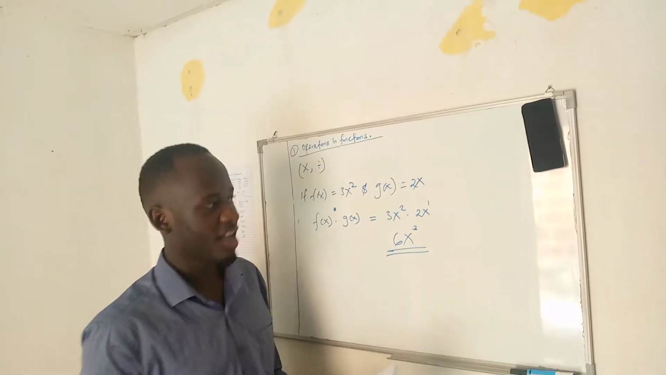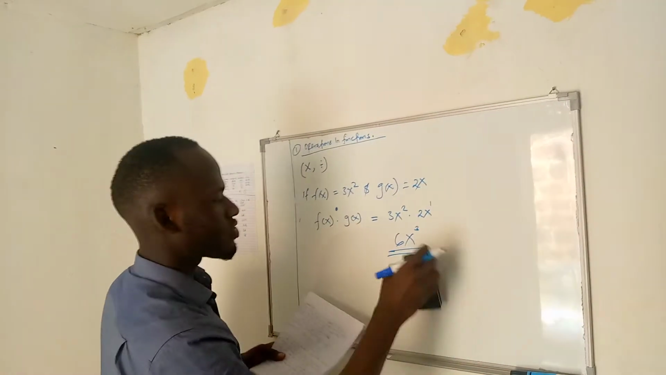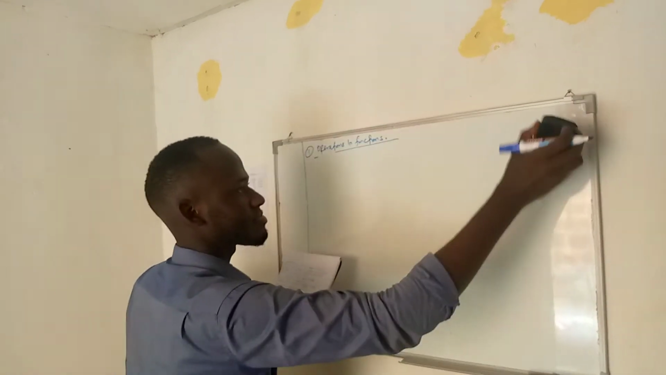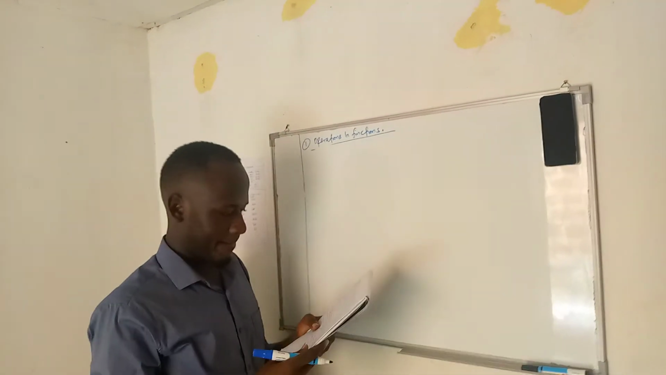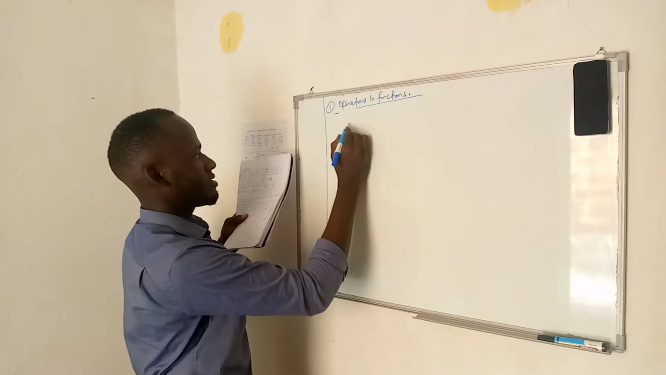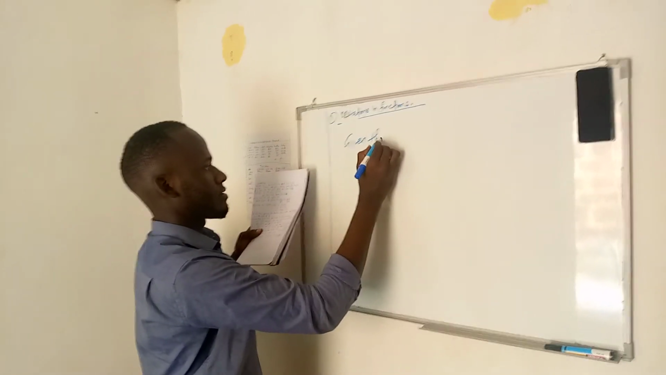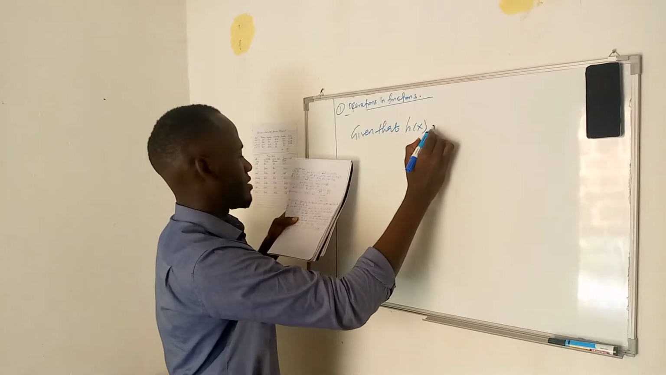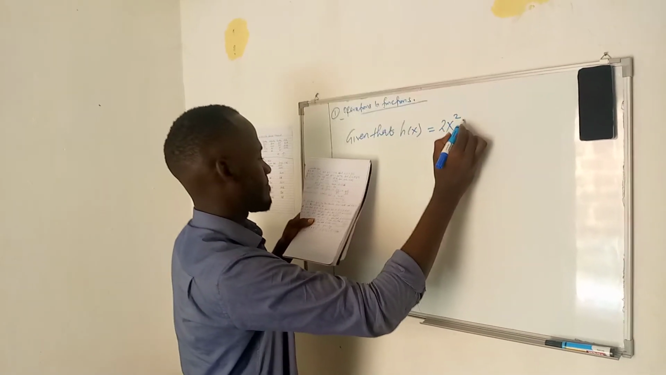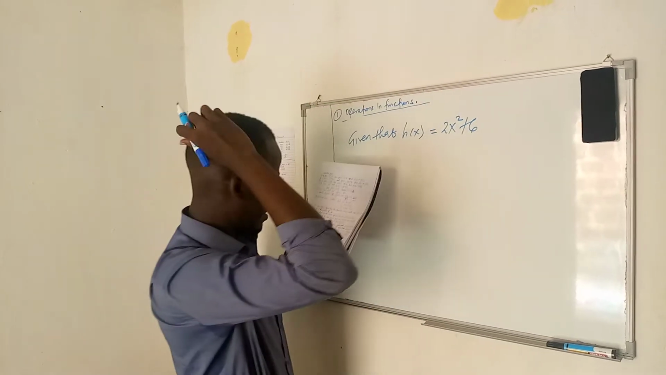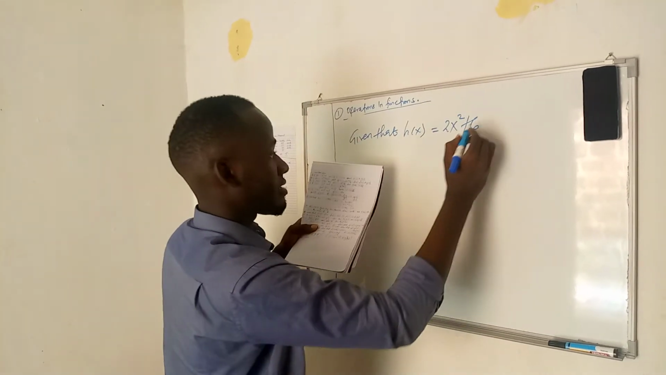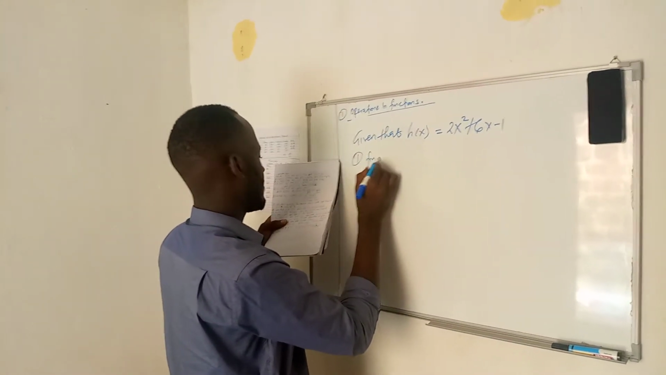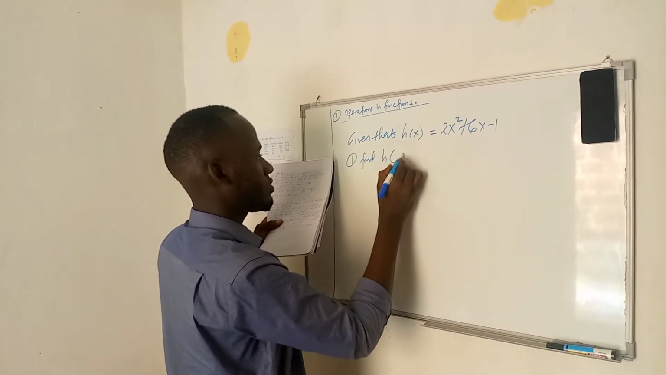I think we can stop there, and I give you a very strong question that will teach your brains. There is this question which says, given that h of x is 2x squared plus 6x minus 1. Question number 1 says find h of q plus 1.